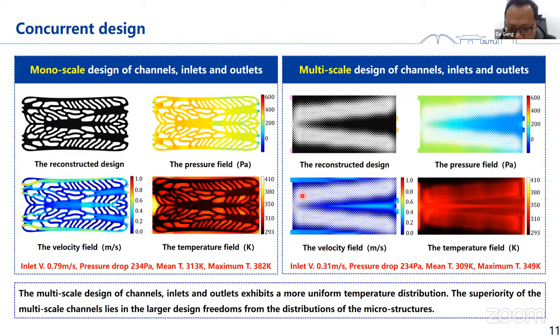The temperature difference between the maximum and the mean temperature is 69 K for the monoscale design, whereas a smaller difference of 40 K is observed for the multiscale design, indicating that the latter has more uniform temperature distributions. The superiority of the multiscale channels lies in the larger design freedom from the distribution of the microstructures.